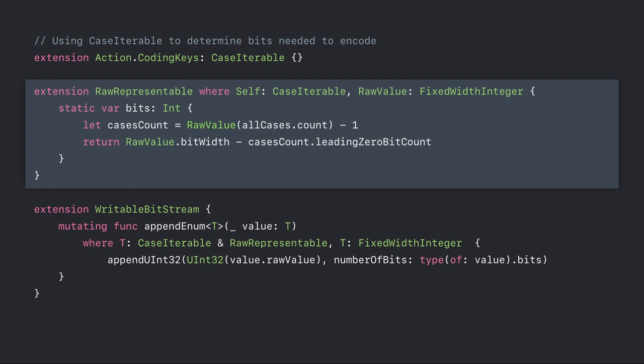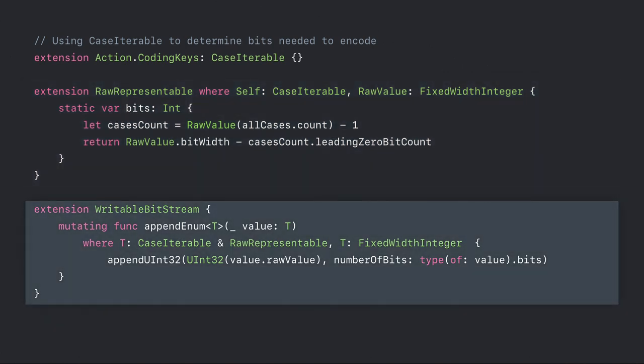We then added another extension, this time on RawRepresentable, which all enums with number types like that conform to, where it's CaseIterable and where that number is a FixedWidthInteger. In this, we get to automatically take the number of cases and figure out how many bits it takes to represent all those cases on the wire. Lastly, we added a generic method on the WritableBitstream type, allowing us to encode that enum. It appends things of that type, and it uses that new static property to figure out the number of bits that are needed.